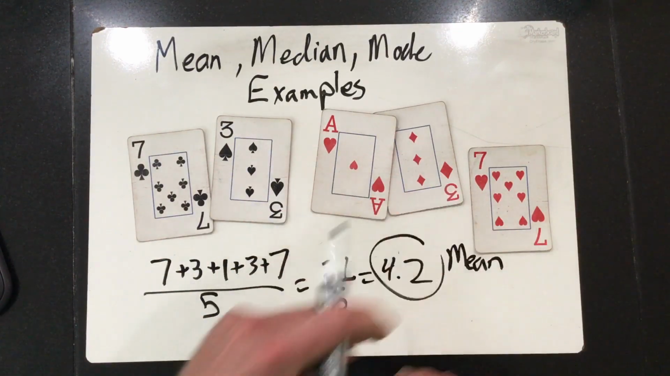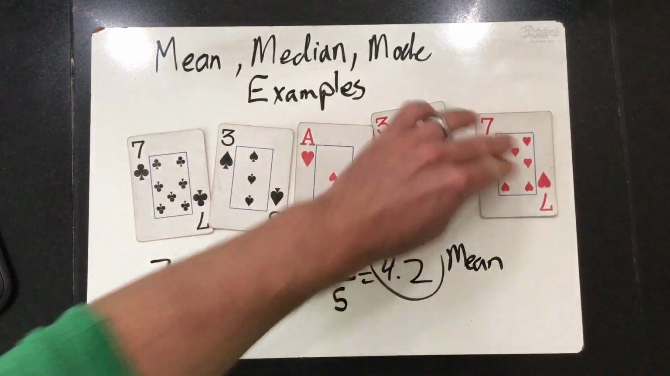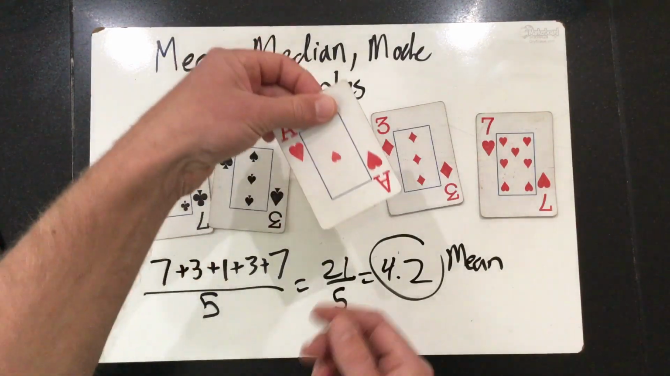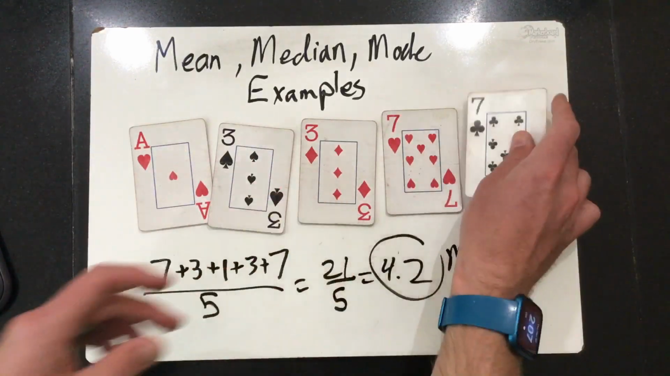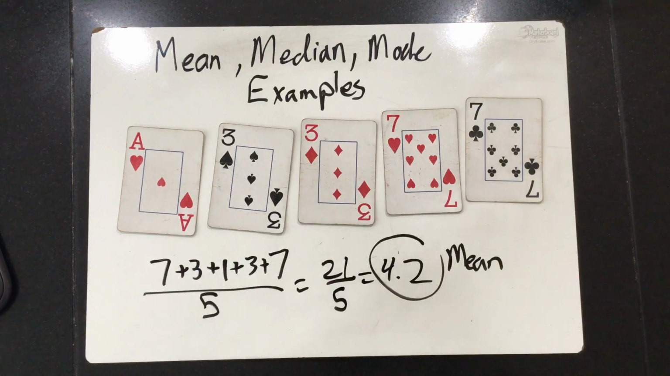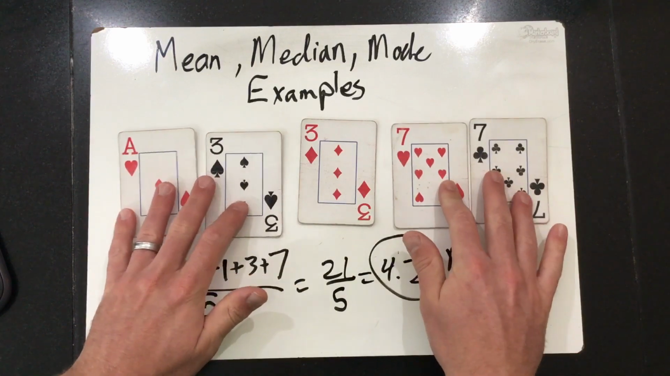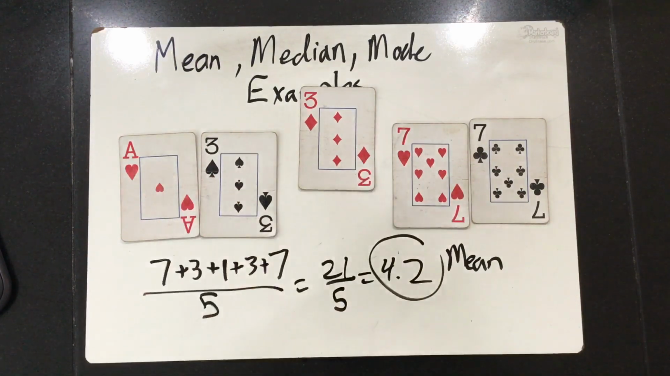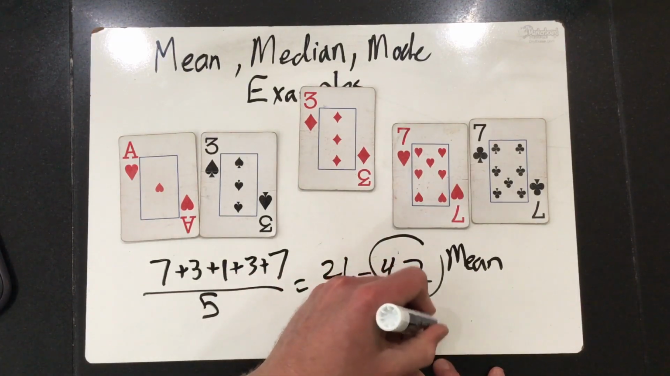Now, for the median, we have to make sure that these are listed in numerical order. And right now, they're not listed in numerical order. So let's rearrange them. An ace, I treated that like a 1. That would go over there. Move my 3s here. And now they're in numerical order. And I need to find the number that is in the middle. Fortunately, this is 5 numbers. It's an odd set. So right there, 3 is my median because it is in the middle. So 3 is our median.